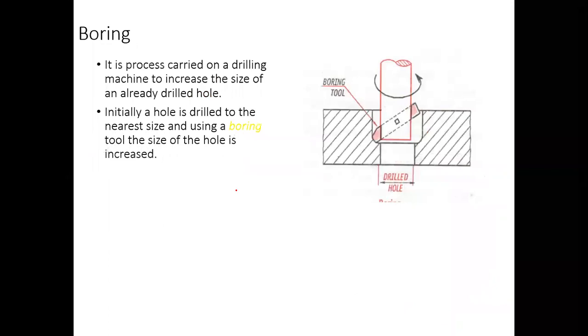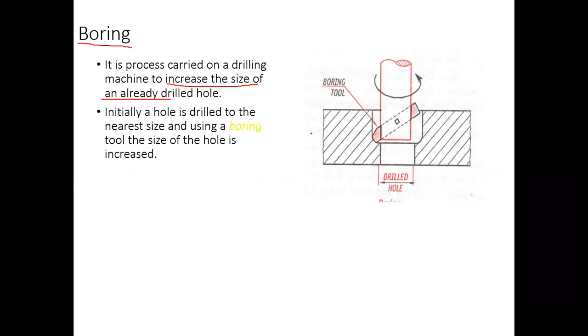So coming to boring. I told you boring is one of the important processes. After drilling, the most important operation is boring. This process is carried out on the drilling machine itself to increase the size of the hole. Here we are increasing the size. In reaming, we are finishing the hole. A very small increase in the hole may happen, but not much increase in size. But boring itself means increasing the size of the hole.